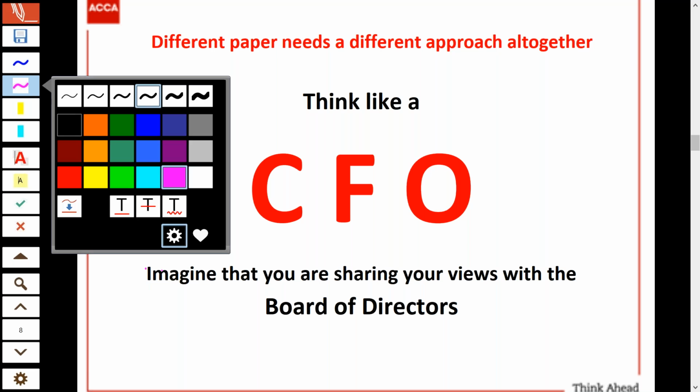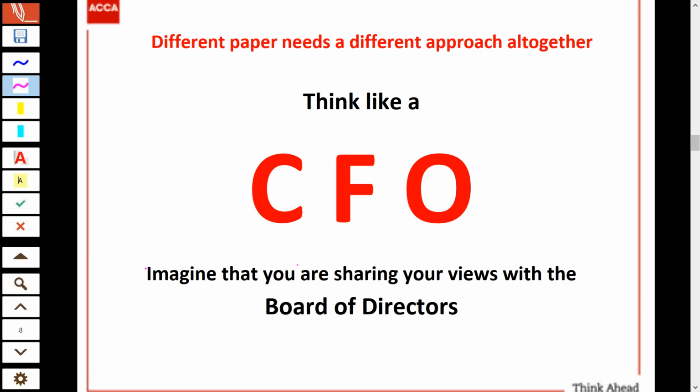Imagine that you are sharing your views with the board of directors. So when you are drafting your answers, when you are making a report, when you are making a presentation slide, just think that it is not the examiner to whom you are writing your answer as a student. Forget the star examiner. Think that you are a CFO and you are writing that report for the board of directors, and I swear you will feel the confidence, the adrenaline in you.